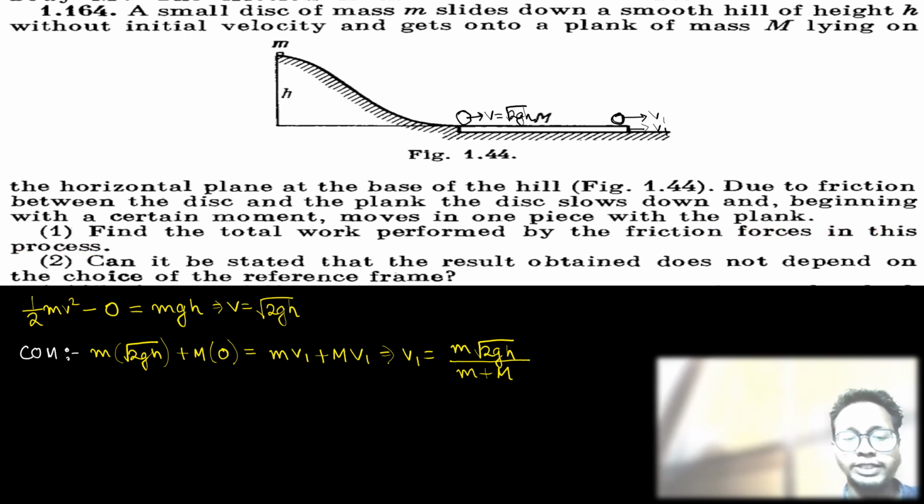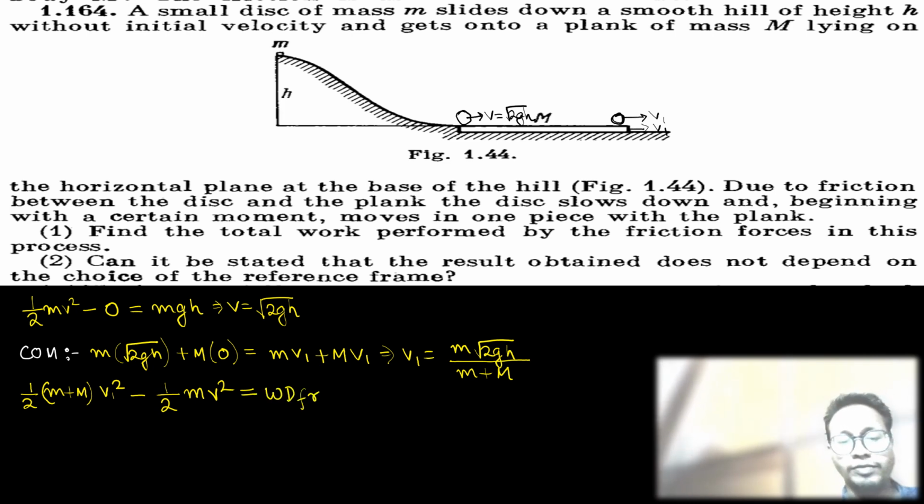So if I apply the work energy theorem out here, final kinetic energy minus initial kinetic energy is equals to the work done by the friction force. So what is the final kinetic energy of the system? Half (m plus M) v1 square, minus what is the initial kinetic energy of the system? Half small m v square. The initial kinetic energy of the slab is equals to 0, that's why there is no initial kinetic energy of the slab. This is equals to the work done by the friction force.